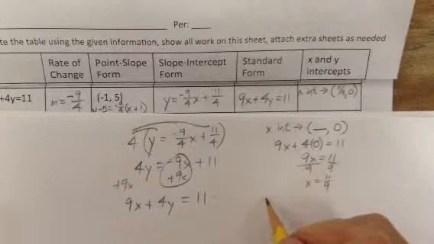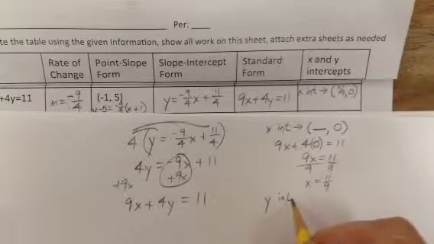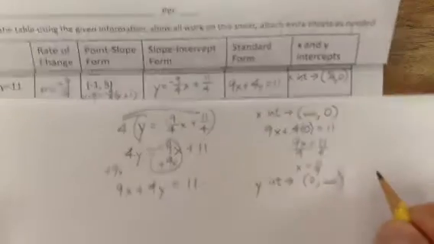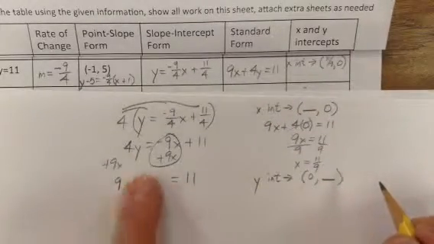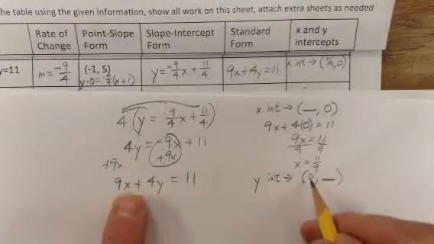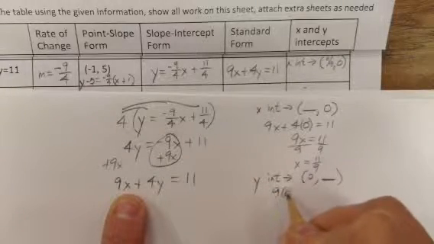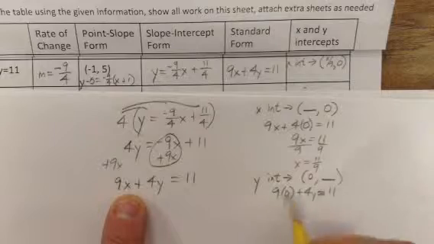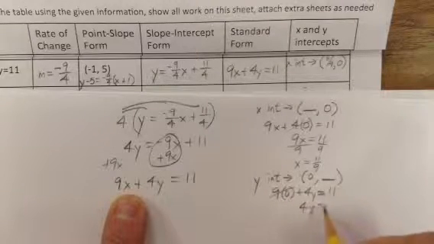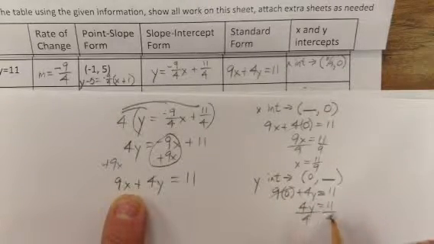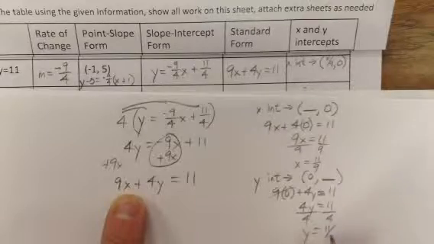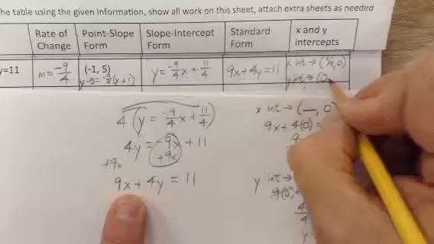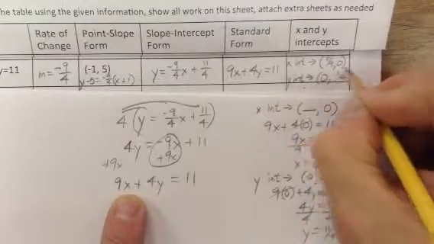And now do the same thing, except switch the places. My y-intercept is going to be 0, comma something. So again, take your standard form right here, and now we're going to plug in a 0 for x. So 9 times 0 plus 4y equals 11. That's 0, so I'm left with 4y equals 11. Divide by the coefficient. Y is 11/4. So my y-intercept is going to be 0, comma 11/4.